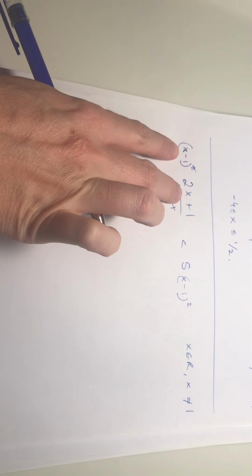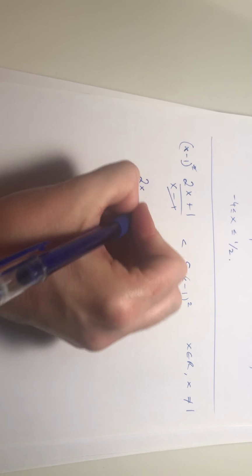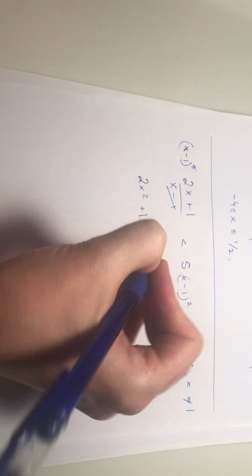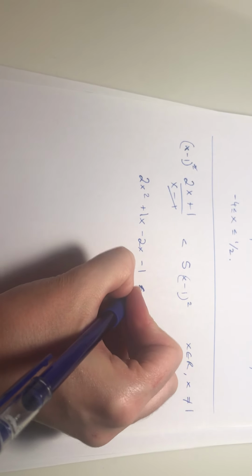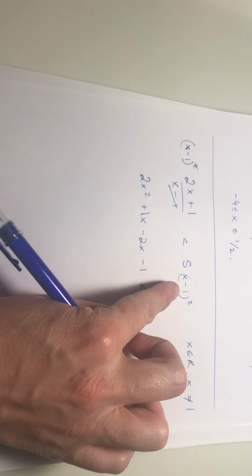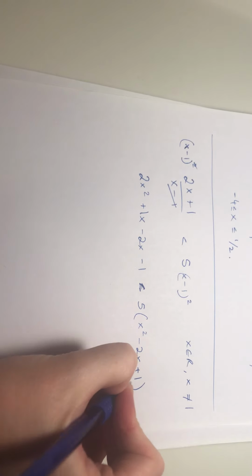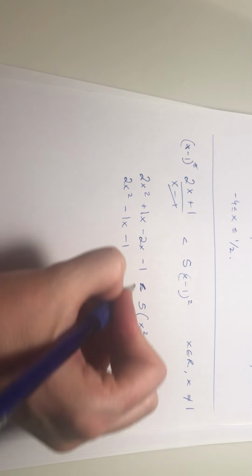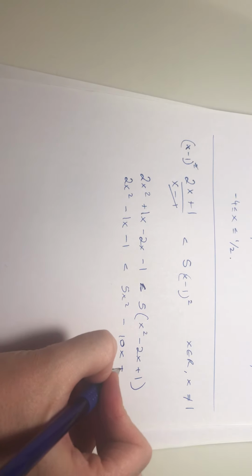So multiply this out and then multiply this out, and I'll clean it up. So that's 2x squared plus x minus 2x minus 1, less than 5 times, and again you need to carefully multiply that out. If you need to take it to the side and square it out too, you'd end up with x squared minus 2x plus 1. So that's 2x squared minus x minus 1 less than 5x squared minus 10x plus 5.